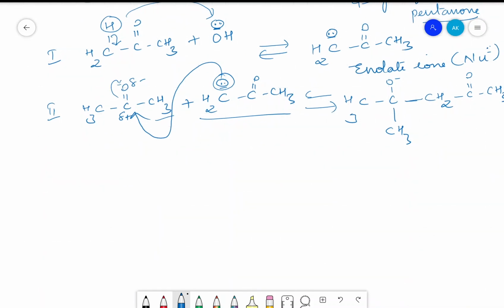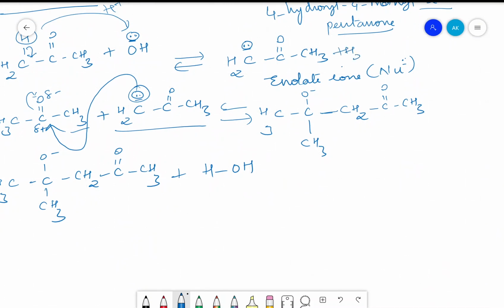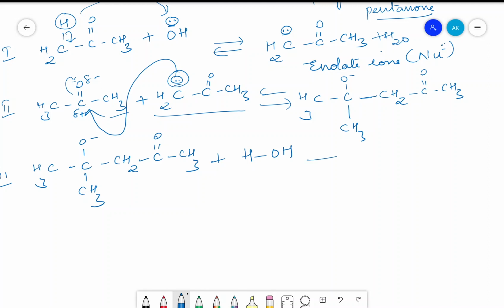The third step is the intermediate formed, that is CH3 CO minus CH3 CH2 C double bond O CH3, which reacts with the water molecule formed in the first step. Here I didn't specify that the water molecule will be formed because of transfer of proton. So what happens here is hydrogen will be removed and attached to OH minus as a proton.